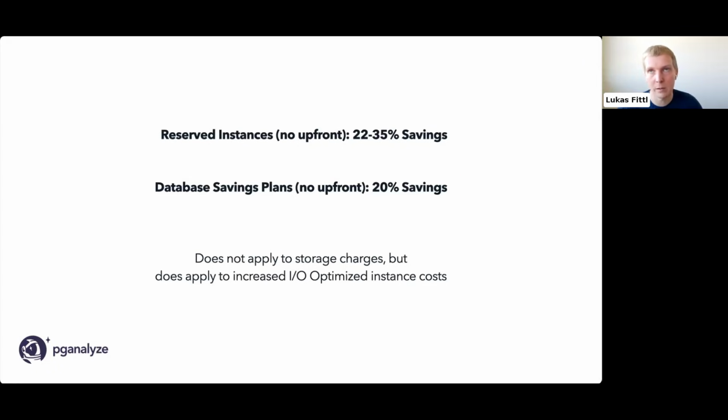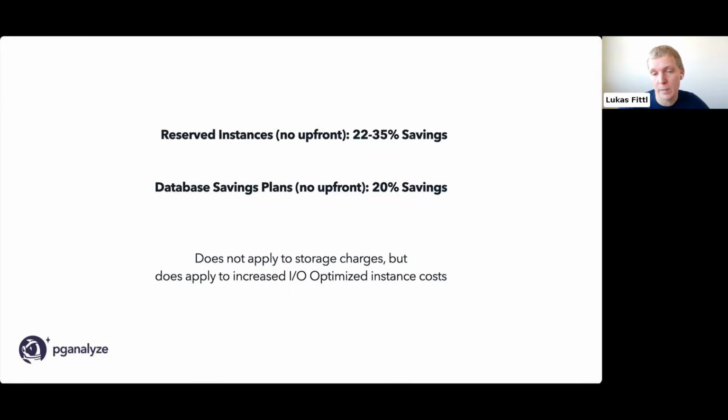So they also include other non-Aurora, non-RDS databases in this. If you're on DocumentDB, whatever, those have higher savings, but for databases in RDS and Aurora, it's 20% savings. It does not apply to storage charges, right? This only applies to the instances, but it does apply to IO optimized.